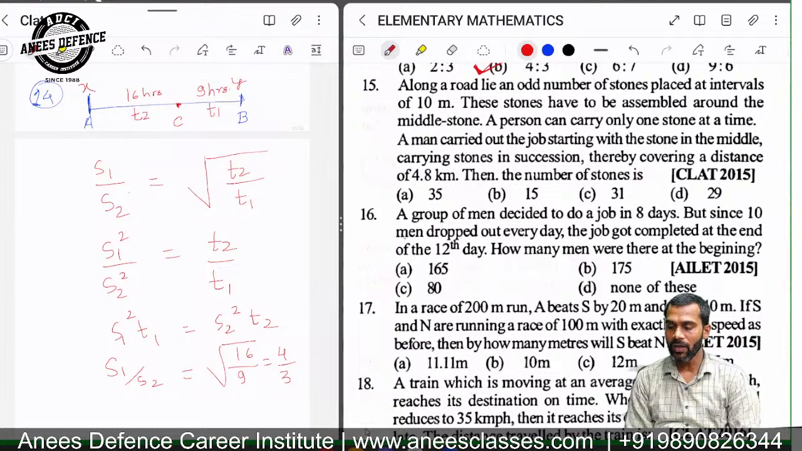Along a road, shall I explain the question? Along a road lie an odd number of stones placed at intervals of 10 meters. These stones have to be assembled around the middle stone. A person can carry only one stone at a time. A man carries out the job starting with the stone in the middle, carrying stones in succession, thereby covering a distance of 4.8 kilometers. Then the number of stones is.